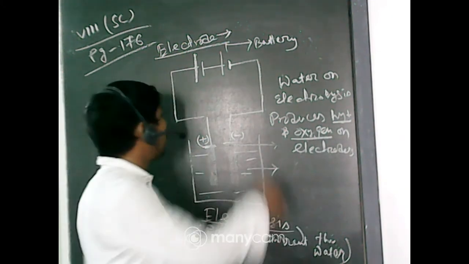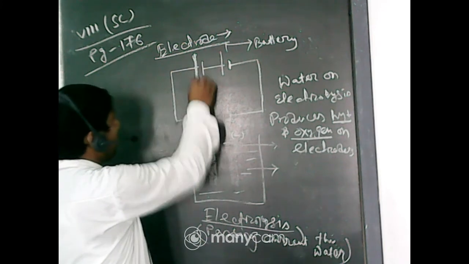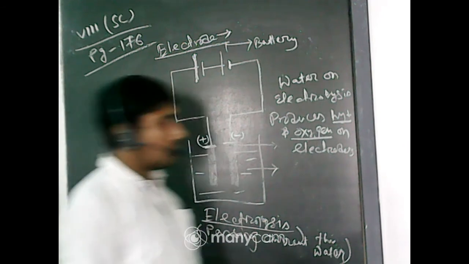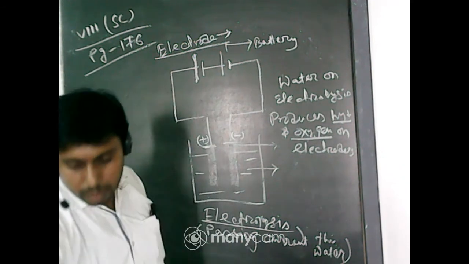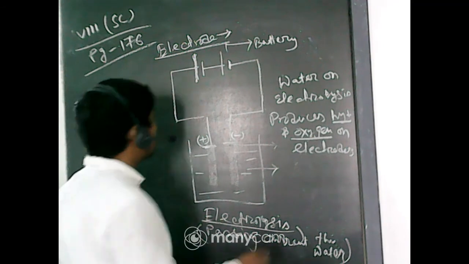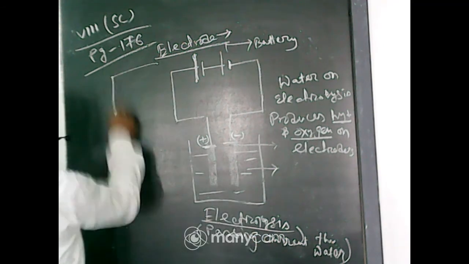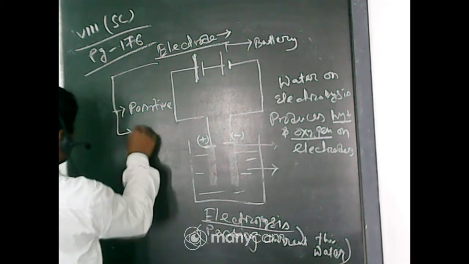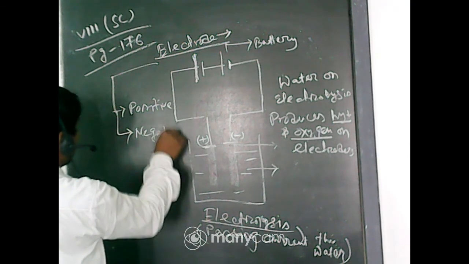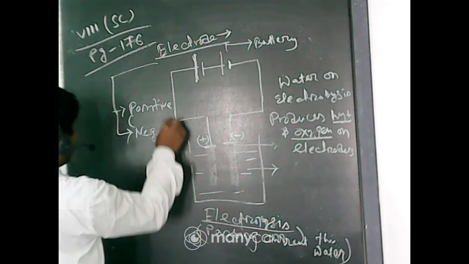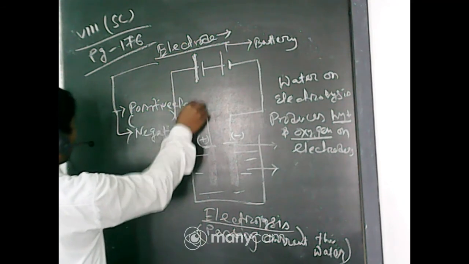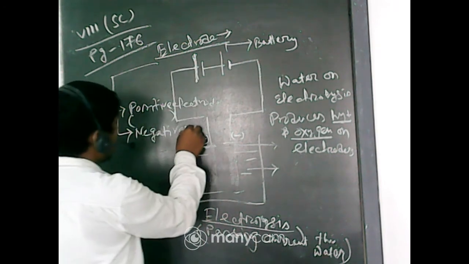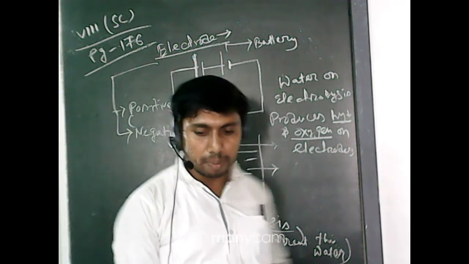The positive terminal is the one connected with the positive pole of the battery, and the negative pole is called the negative terminal. These are the electrodes. Now electrodes are of two kinds. One is the positive electrode, which is connected with the positive pole of the battery, and the other is the negative electrode, which is connected with the negative pole of the battery.